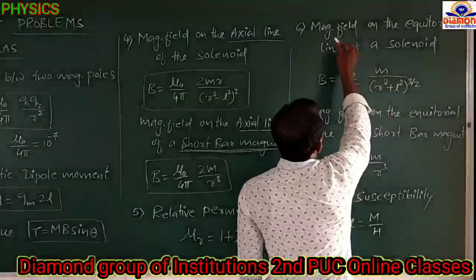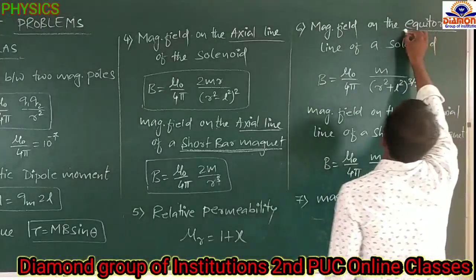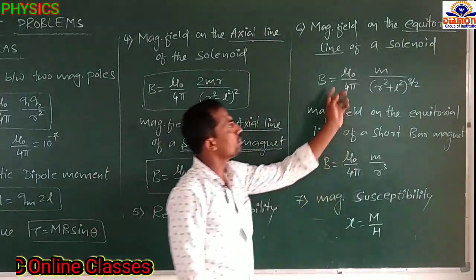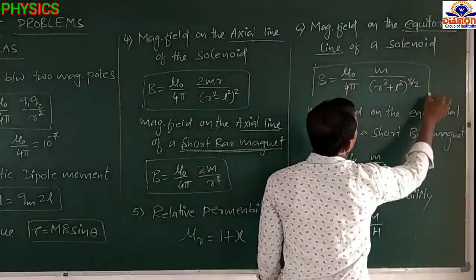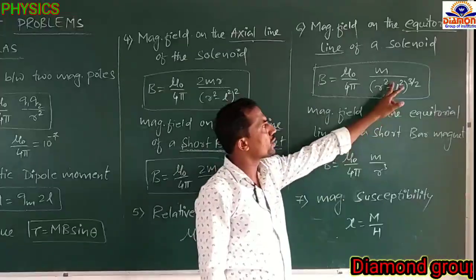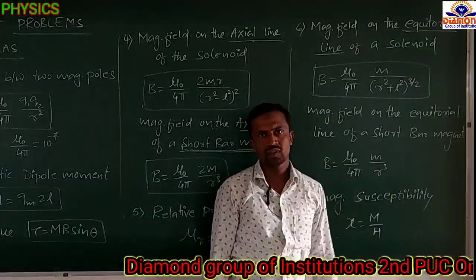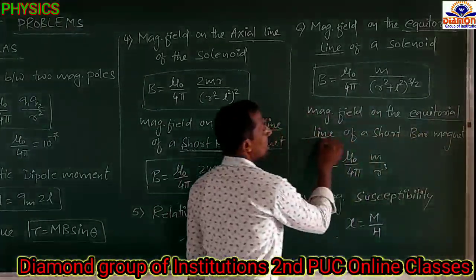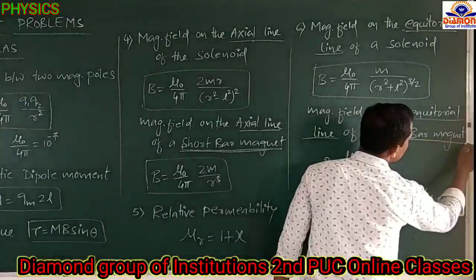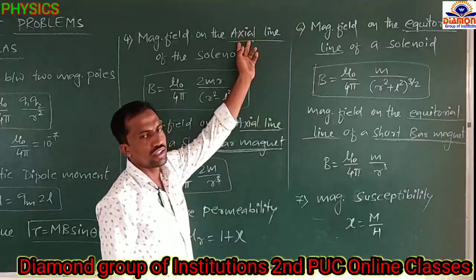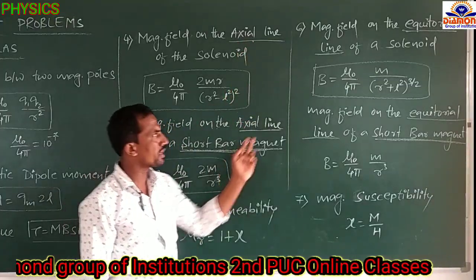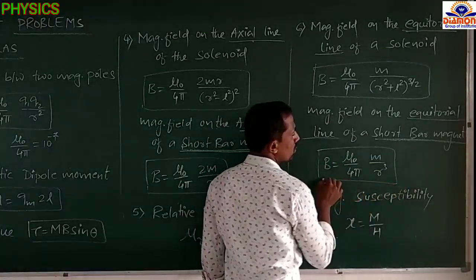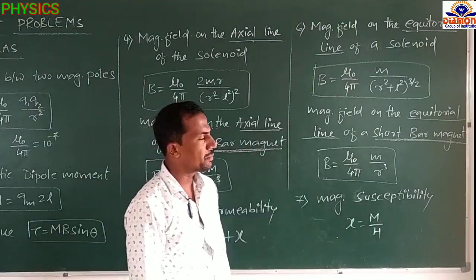One more formula, magnetic field on the equatorial line. In the earlier case it was the axial line; that one is equatorial. What is the formula? B equals mu naught by 4 pi m by r square plus l square, whole power 3 by 2. Then the next one, magnetic field on the equatorial line of a short bar magnet. Earlier it was the axial line of a short bar magnet; now the equatorial line of a short bar magnet. Then the formula is B equals mu naught by 4 pi m by r cube.